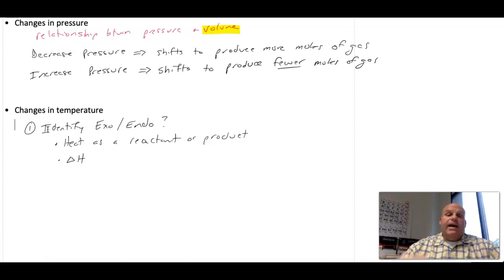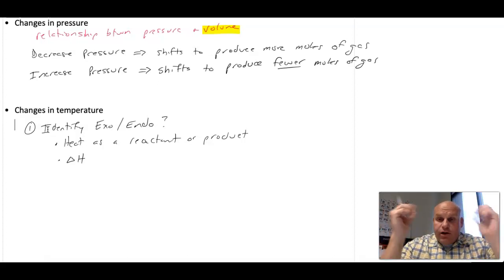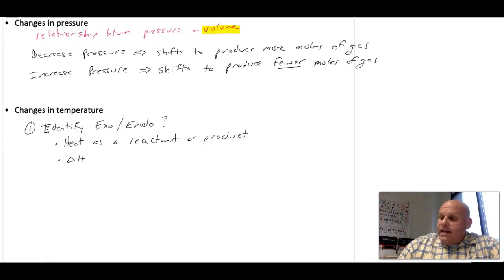Once I've identified whether my reaction is exo or endo, and therefore where the heat is currently located, on the left or on the right, then we're back to shifting away from the added and toward the removed.